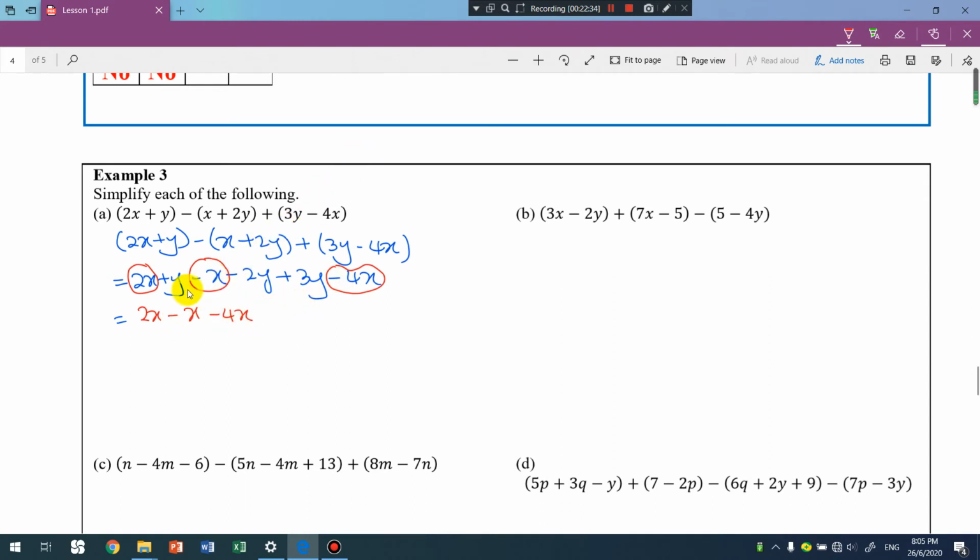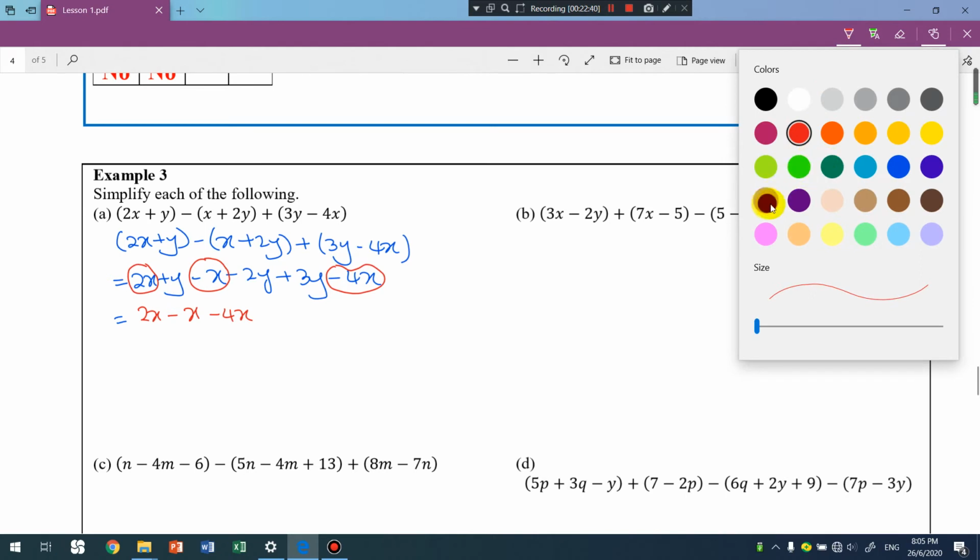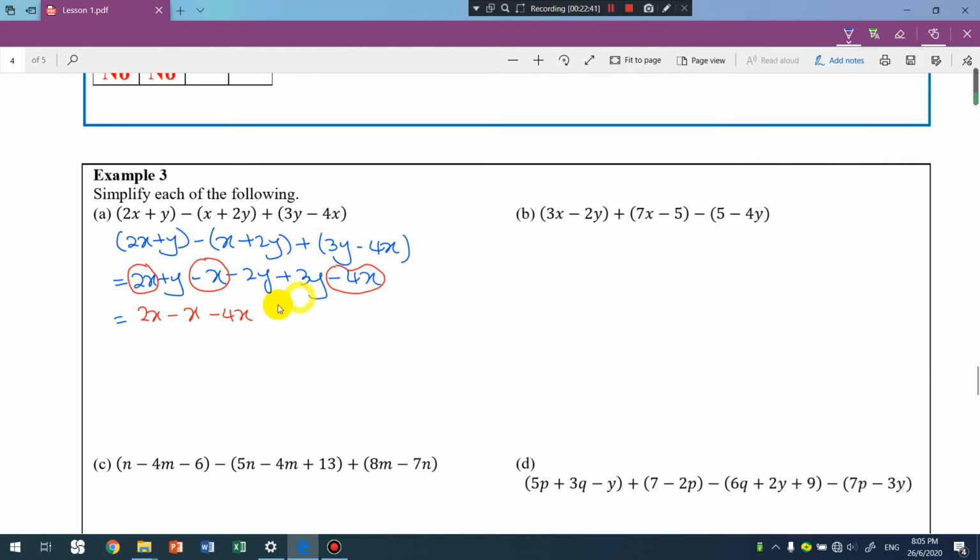Then we go to y. So positive y. Okay, let me use another color. Positive y minus 2y plus 3y. Okay, so now we can get the answer easily. 2 minus 1 minus 4. So it's negative 3.